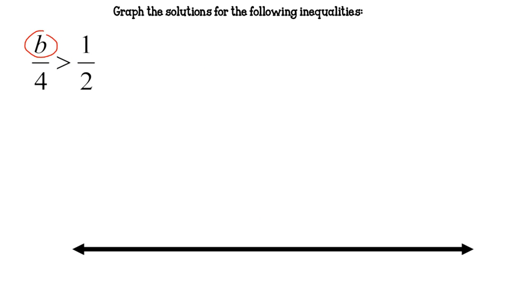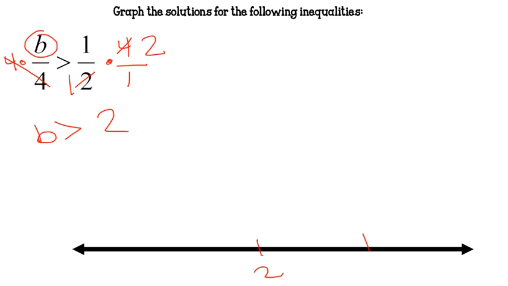Okay, I'm trying to get b by itself, and that's being divided by 4, so I'm going to multiply by 4. And I'm going to cross reduce, so this becomes a 1 and this becomes a 2. This cancels out, and I have b is greater than 2. So I make my graph, and I have 2, 3, and 1. And then I'm going to do an open circle at 2, shaded to the right.